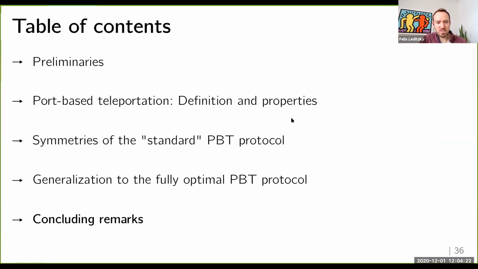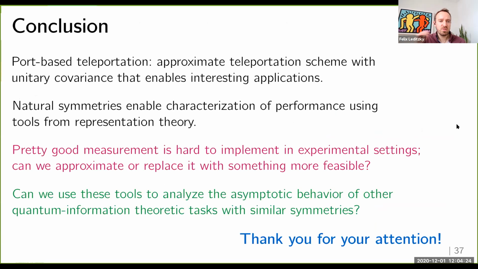Okay, and that was it. So to conclude, we looked at port-based teleportation. This is an approximate teleportation scheme, but it has a very nice property called unitary covariance that enables interesting applications. And we can use this unitary covariance and the permutation symmetry to characterize the performance of these port-based teleportation protocols using representation theory. And we use semi-definite programming techniques to show optimality of certain measurements in these protocols.